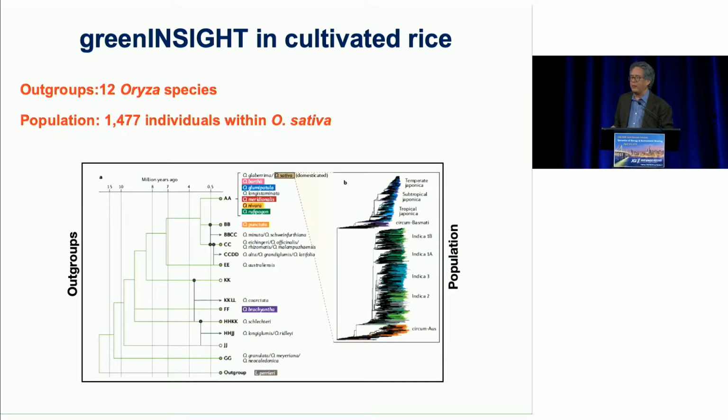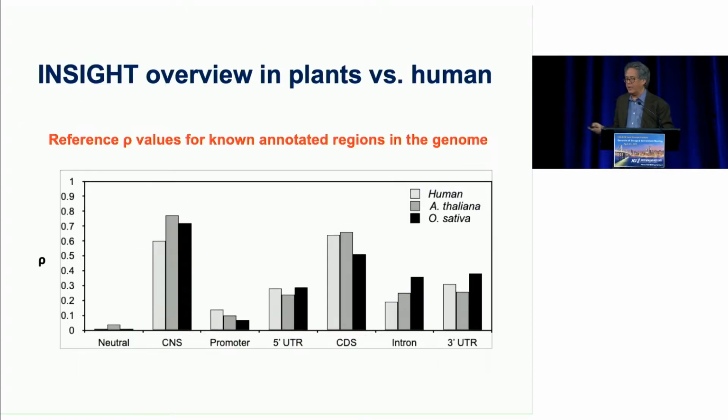So we used this as a population genomic data set. And we applied this InSight method to a variety of broad categories across the rice genome. And here we compare what it's looking like for sativa versus, we did the same thing for Arabidopsis thaliana, and we also compared it to Adam's results in humans.